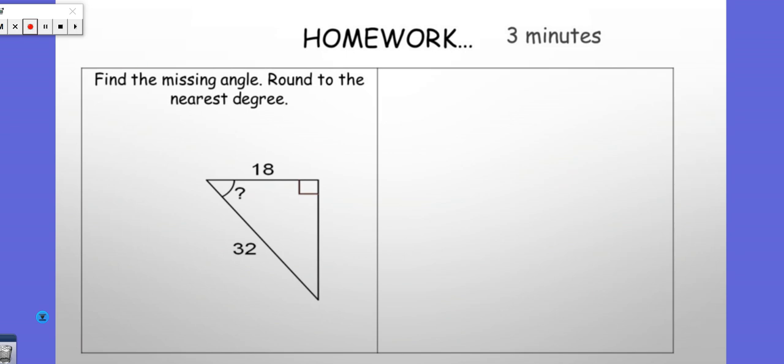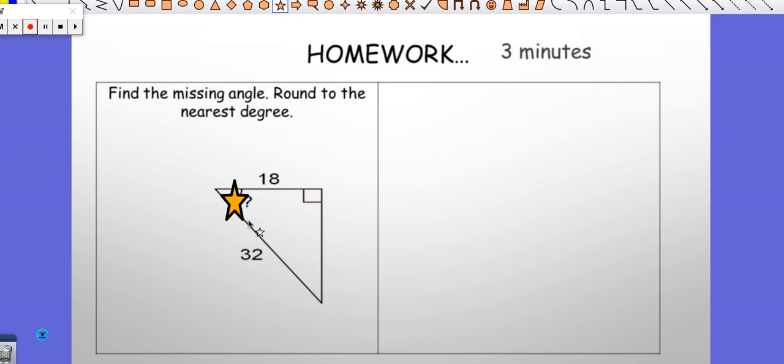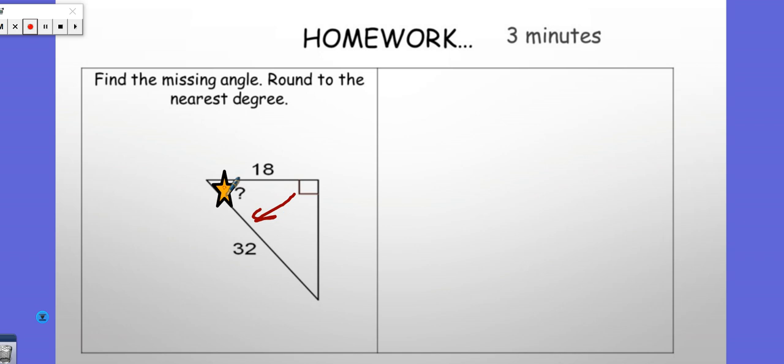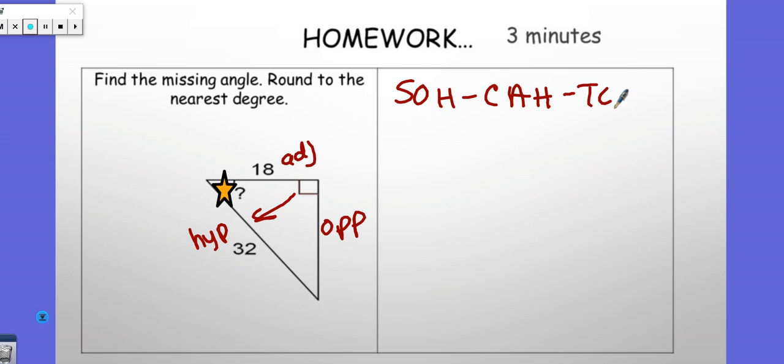Next, we're going to put a star, put our finger on this angle, and the side that we're touching, this side that's across from the right angle, is called the hypotenuse. The side next to it is the adjacent. The side we can't touch is the opposite. So we're going to use our SOH CAH TOA. Now we have the adjacent and the hypotenuse, so I need to use cosine. So I'm going to say cosine of x, or theta, equals 18 over 32.